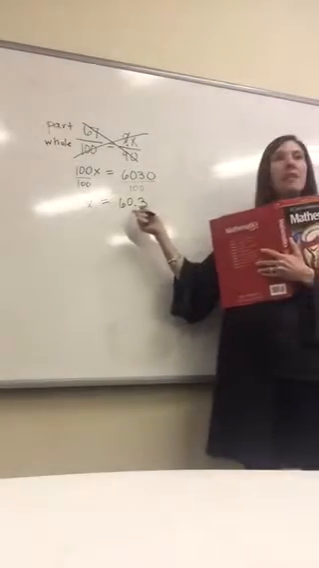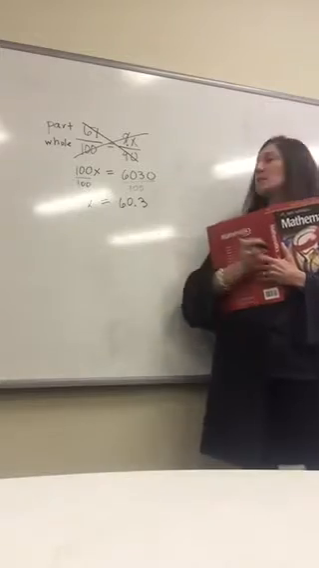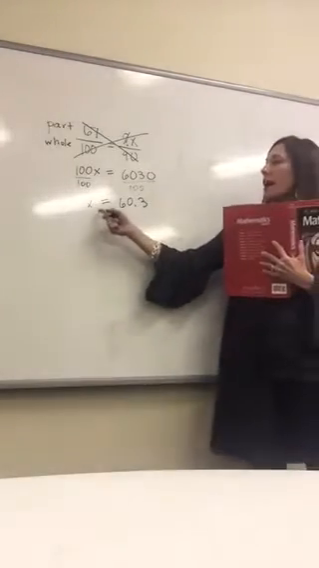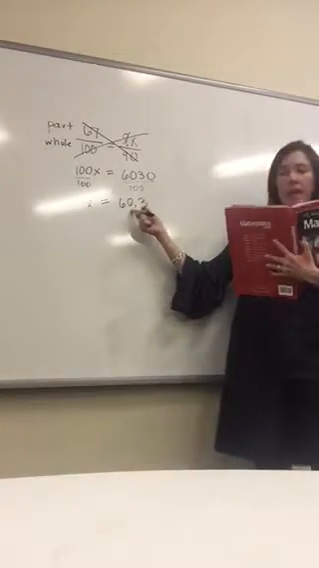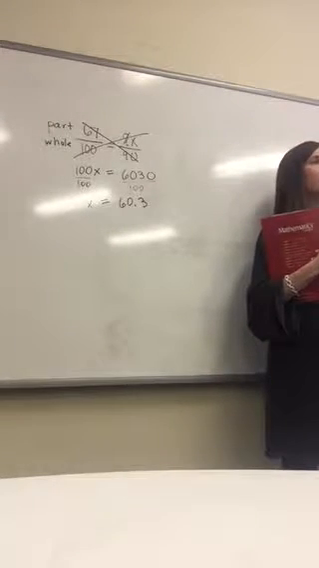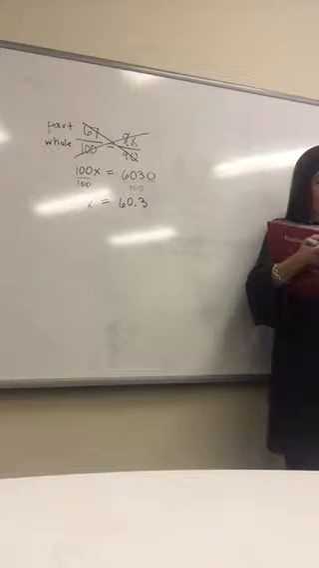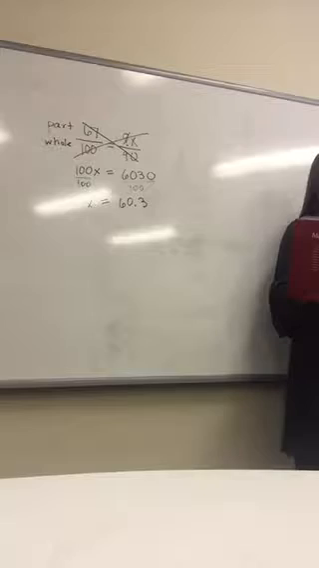So I didn't have to do that on a calculator. I didn't have to do it on paper. I just knew to move the decimal. So how many pounds of his body weight is 67% of 90? How many pounds? 60.3. Isn't that cool? That's pretty easy.